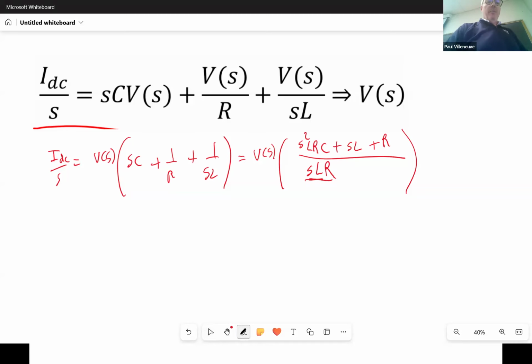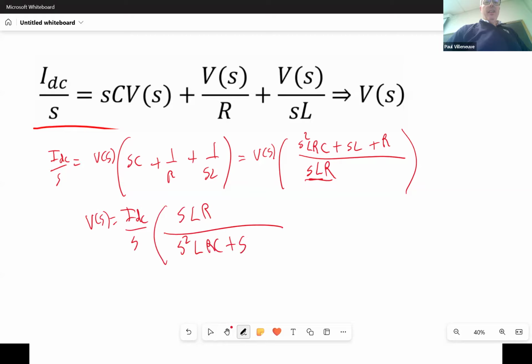So now I can invert and multiply and see that V of S is equal to IDC over S times SLR all over S squared LRC plus SL plus R. Cross out the S's, right? Because those will cancel. Now, what's usually very helpful for me to do is to have the highest order S term, in this case S squared, multiplied exclusively by 1.